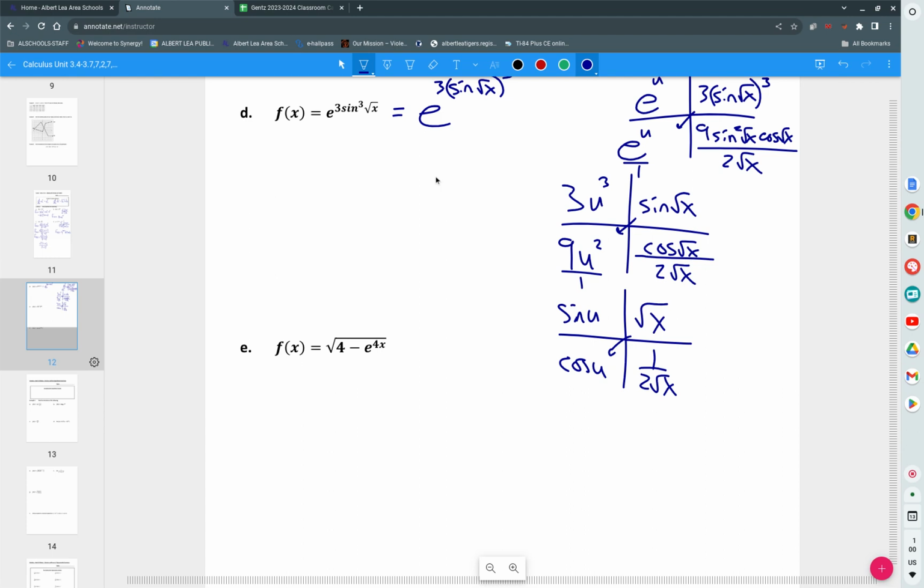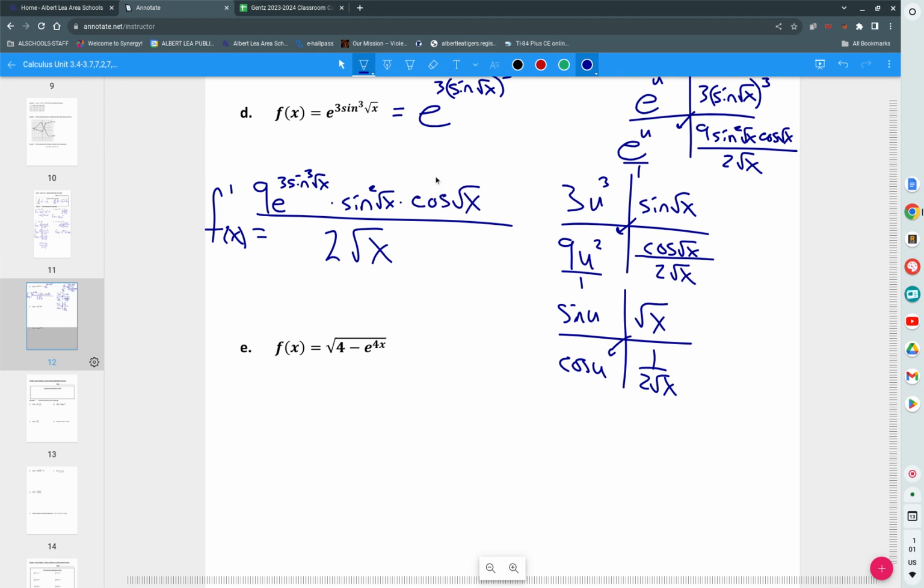And now I've got to multiply all that together. So it looks like in the denominator I get 2 roots of x. In the numerator, I get 9e to the 3 sine cubed of the root of x times sine squared of the root of x times cosine of the root of x.